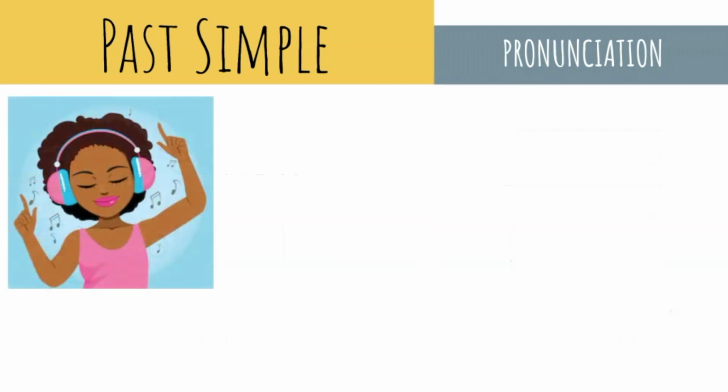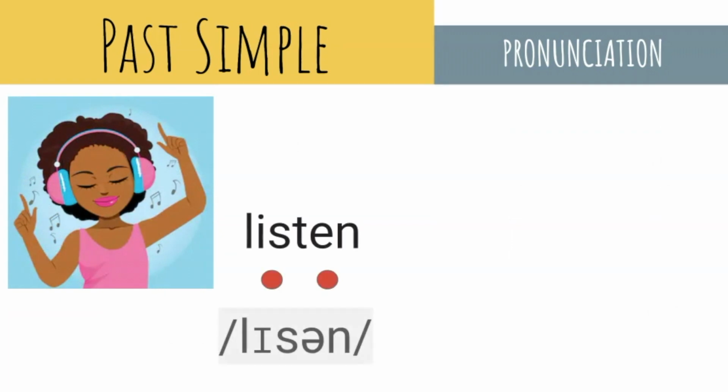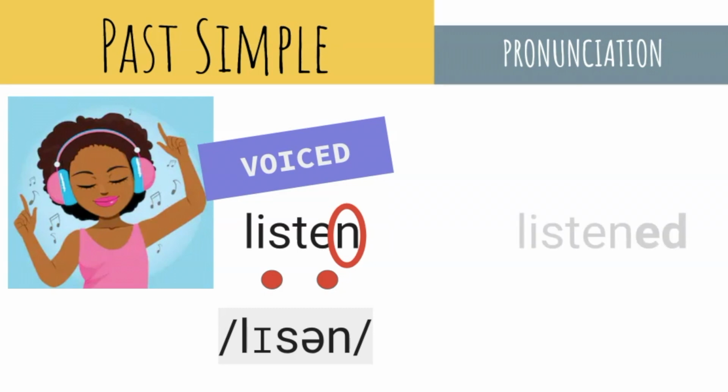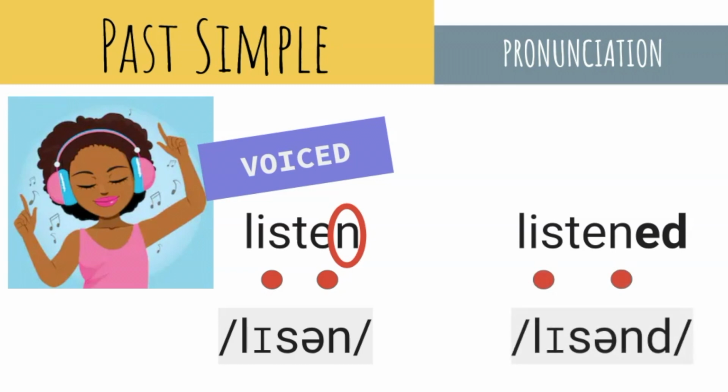Let's look at an example in more detail. Listen has two syllables and it ends with the voiced consonant n. It is voiced. So listen becomes listened. D. It has two syllables.